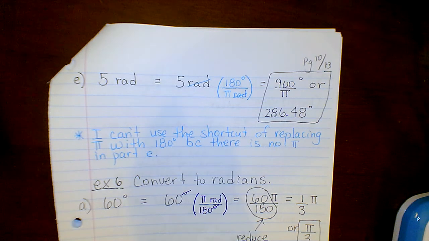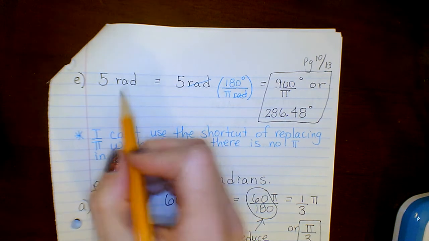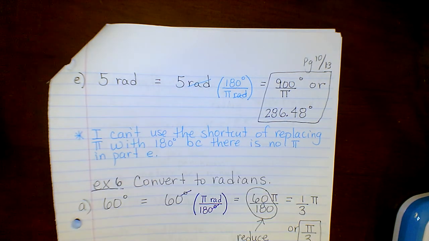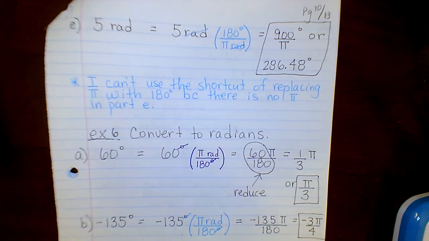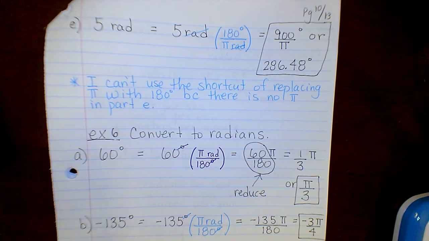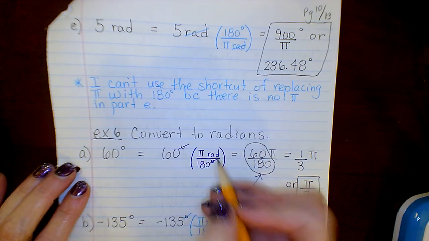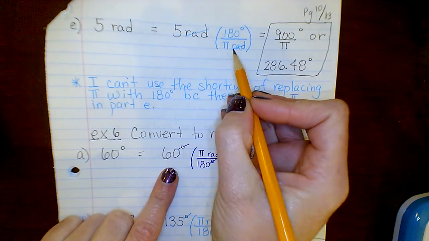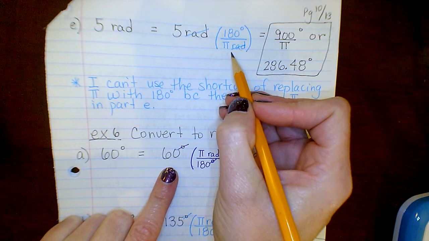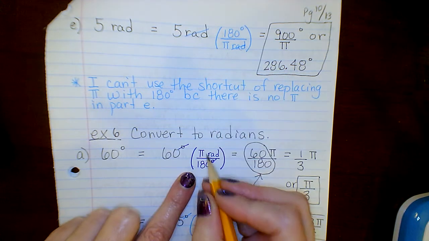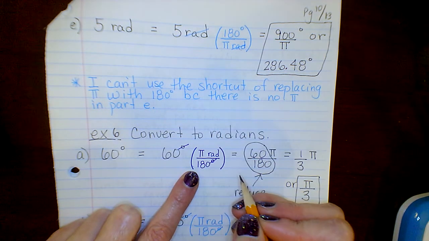Now let's go in the other direction. Before, we were converting radians to degrees. Now let's convert degrees to radians. Again, I'm going to use the conversion factor. So 60 degrees. But look, last time for the conversion factor, I had the 180 on top and the pi on the bottom. Here I've got pi on top, 180 on the bottom.